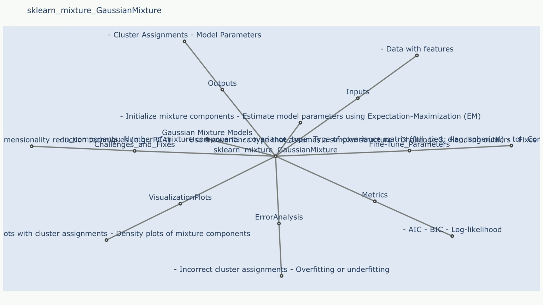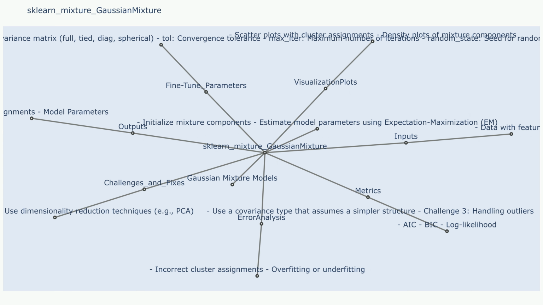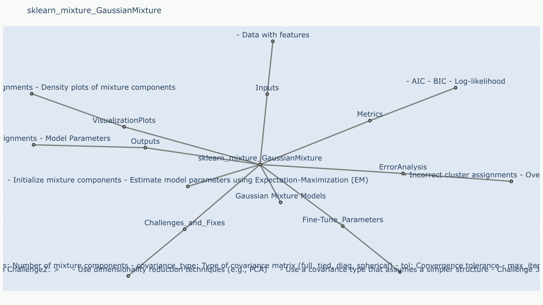Inputs. X: a 2D array of data points, where each row represents a data point and each column represents a feature. n_components: the number of Gaussian components in the mixture model. This value is specified by the user based on prior knowledge or by trying different values to find the optimal number of components.